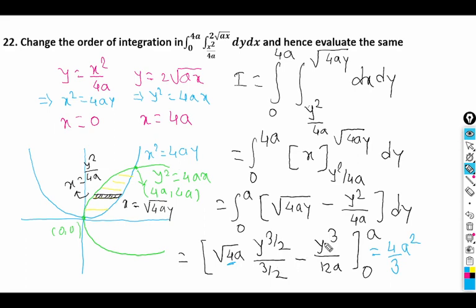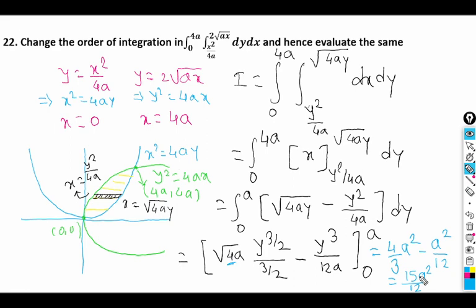Remember, in this case it is a cube now. a cube upon a, so again a square, minus a square by 12, because one of the a is in the denominator and gets cancelled. That's one. For the lower limit, if you replace y by 0, it's 0 only. So 4 by 3 a square minus a square by 12. Let me make the LCM. I will multiply this numerator and denominator by 4, so both denominators are 12. So 16 minus 1, 16 minus 1 is 15. 15 a square by 12.